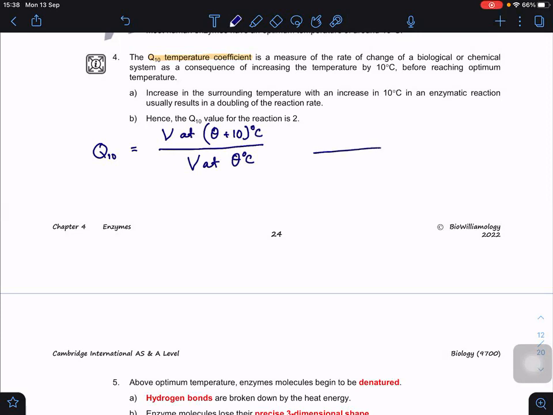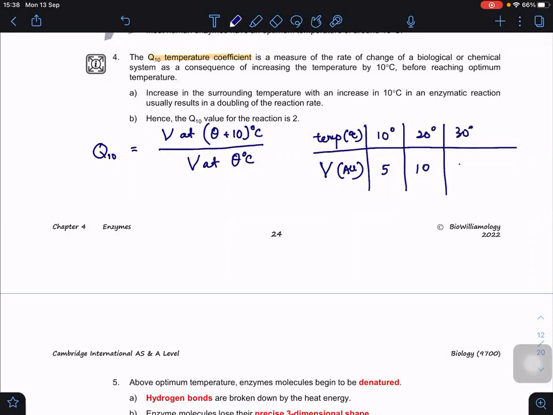Let's say I give you guys a table. Let's say this is the temperature in degrees Celsius, then this is the rate of reaction in arbitrary units. Let's say at 10 degrees Celsius, I have 5. The rate of reaction is 5. Then I increase to 20 degrees Celsius, then I get 10. If I increase to 30 degrees Celsius, you're going to see it double up.